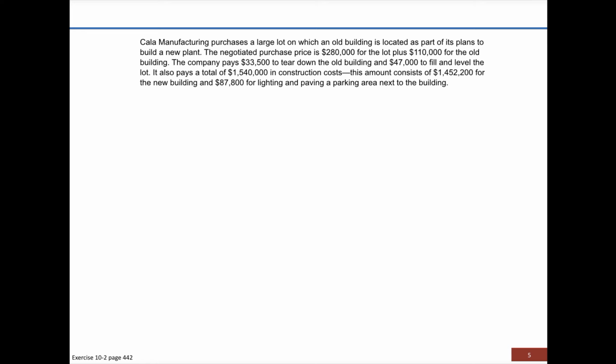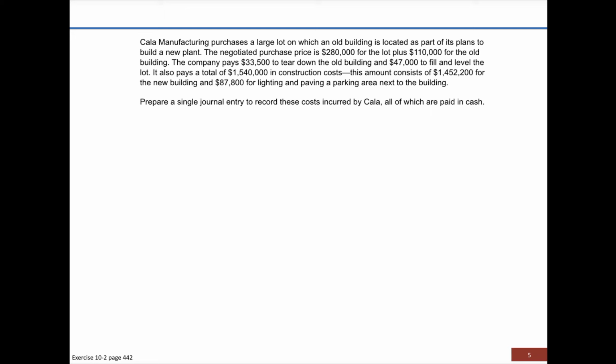So, first question. Cala Manufacturing purchases a large lot on which an old building is located as part of its plans to build a new plant. Negotiated purchase price is listed, and then we have these various other costs. Okay, here. Prepare a single journal entry to record these costs incurred by Cala, all of which are paid in cash. Okay, so basically we have a number of costs associated with this purchase.